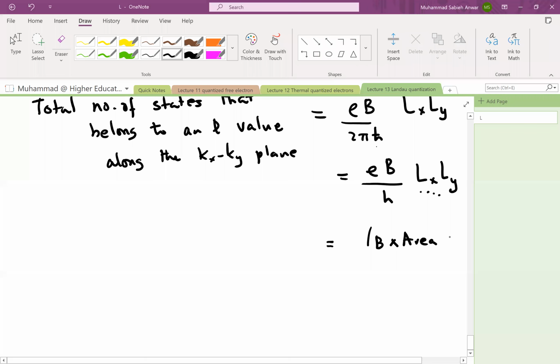Sir, the B that we are using here is just the magnitude of our field, right? Yeah, just the strength of the magnetic field. Sir, is B along the z-axis? The B is along the z-axis, yes, in this example. So the cyclotron orbits are formed perpendicular to the applied field, because of the Lorentz force, because there's a vector product there in the Lorentz force.